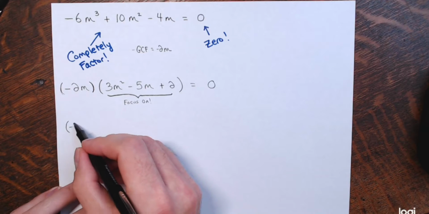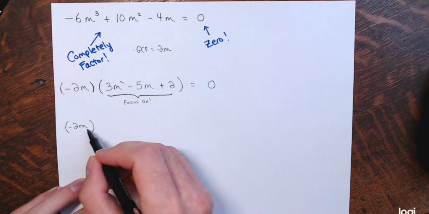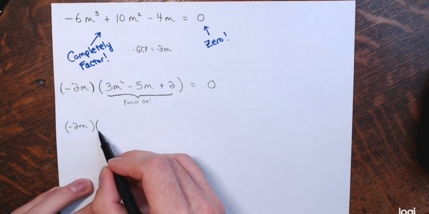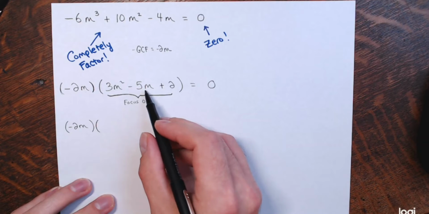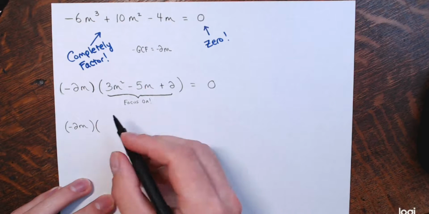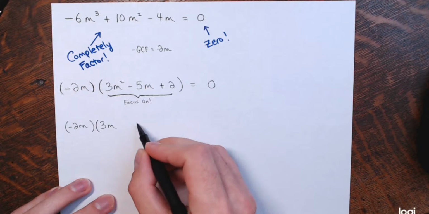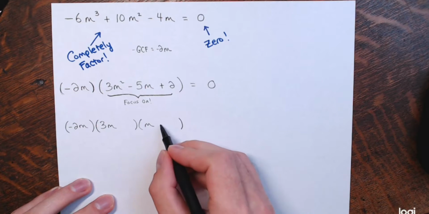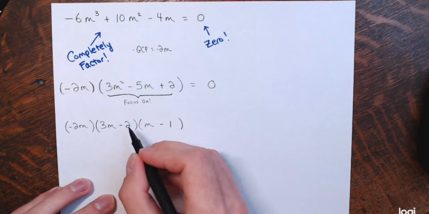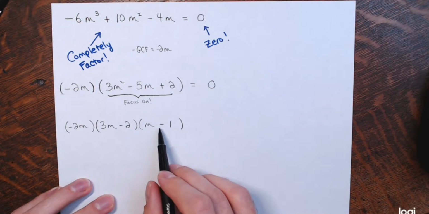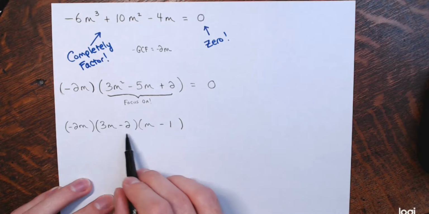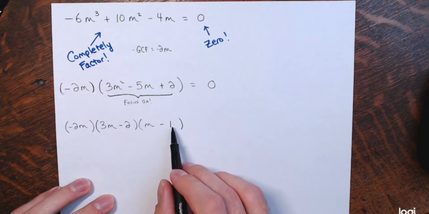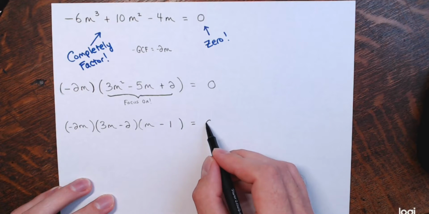So we have negative 2m, right, that opposite of the greatest common factor. There's one factor. And then 3m squared minus 5m plus 2 would factor to the following. Minus 1 here, minus 2 there. Right. Would factor 3m minus 2 times m minus 1. And I leave it to you to FOIL. You got the minus 3m, the minus 2m for the minus 5m, and then the plus 2. Okay. I leave it to you to check, though.